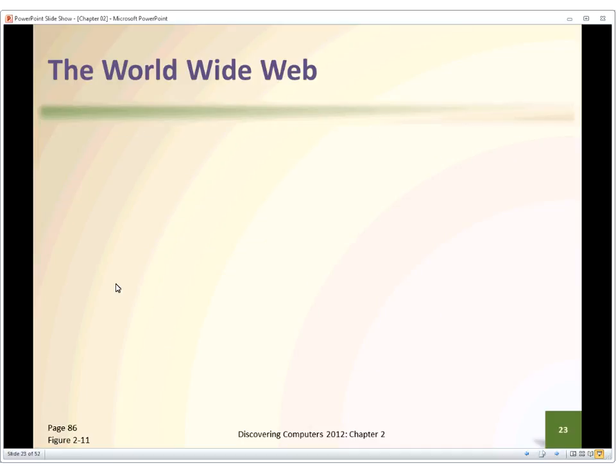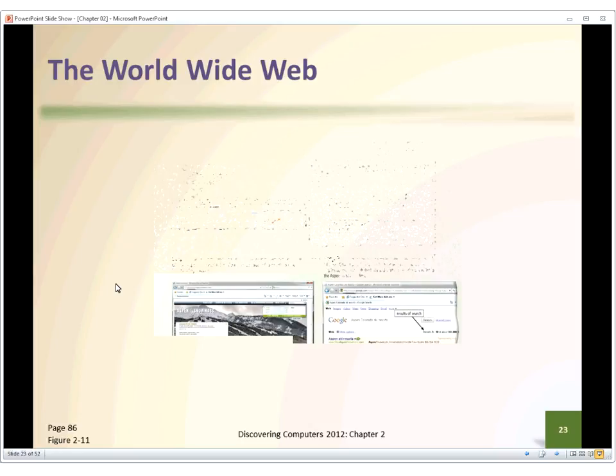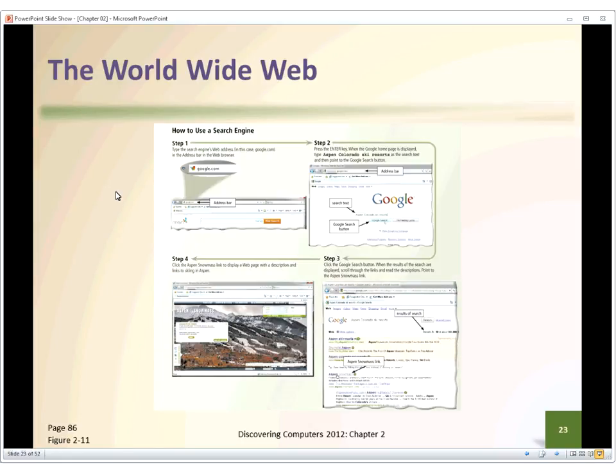Another nice little flow chart that the authors have provided on how to use that search engine, which many of you, I'm sure, are already pretty proficient at. There are better ways to type in search information and hone it down so you can quickly find what you need by being specific about what you ask the search engine to do.